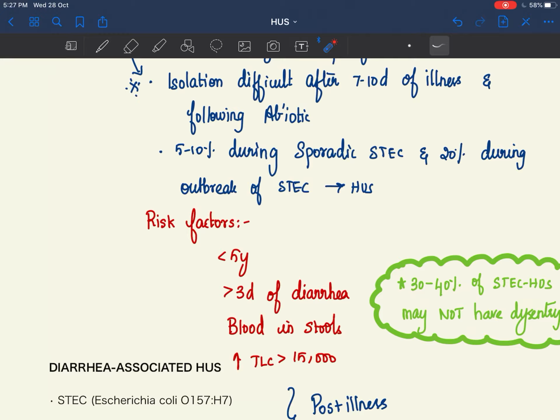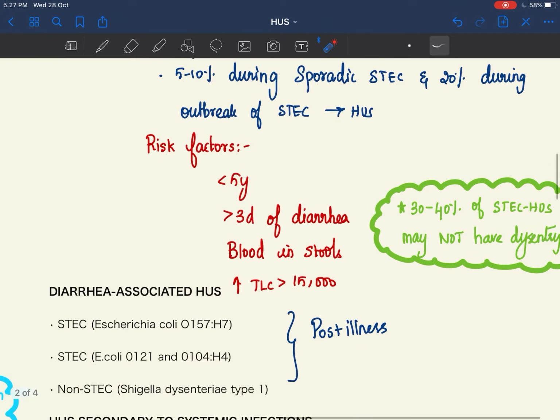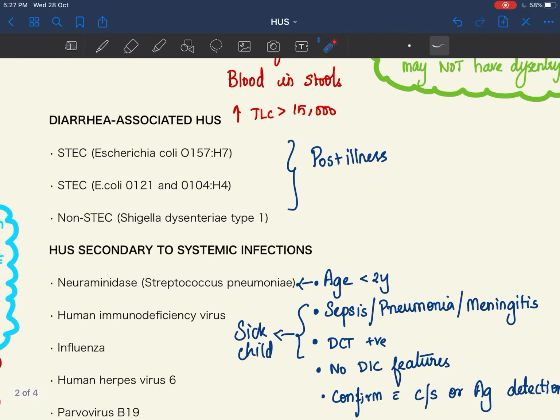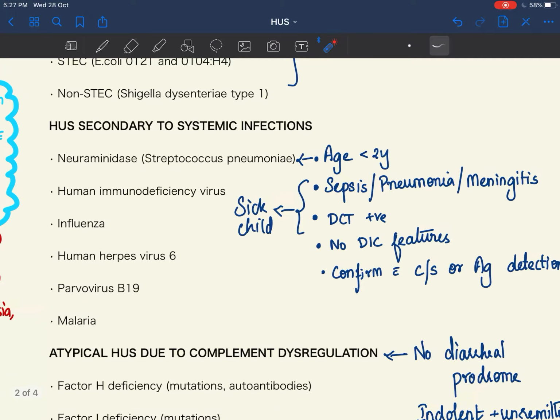In fact, 30 to 40% of Shiga toxin enteric E. coli HUS may not have dysentery. Okay. So this still remains the most common cause worldwide. So STEC and non-STEC will be your Shigella dysentery. Secondary to systemic infections, yes, systemic infections, HIV, influenza should definitely be kept in mind. Okay. Neuraminidase-producing Streptococcus pneumoniae, this is something that we need to talk about. This usually happens in less than 2 years of age.